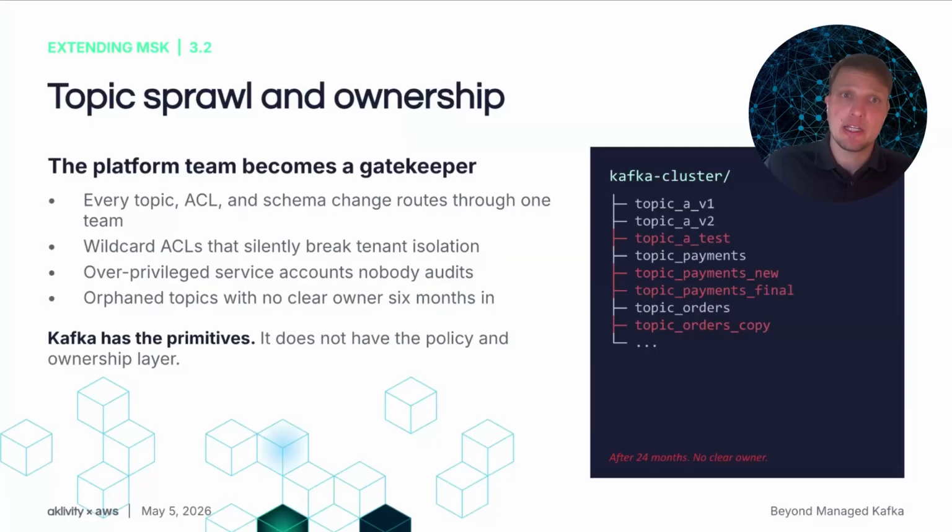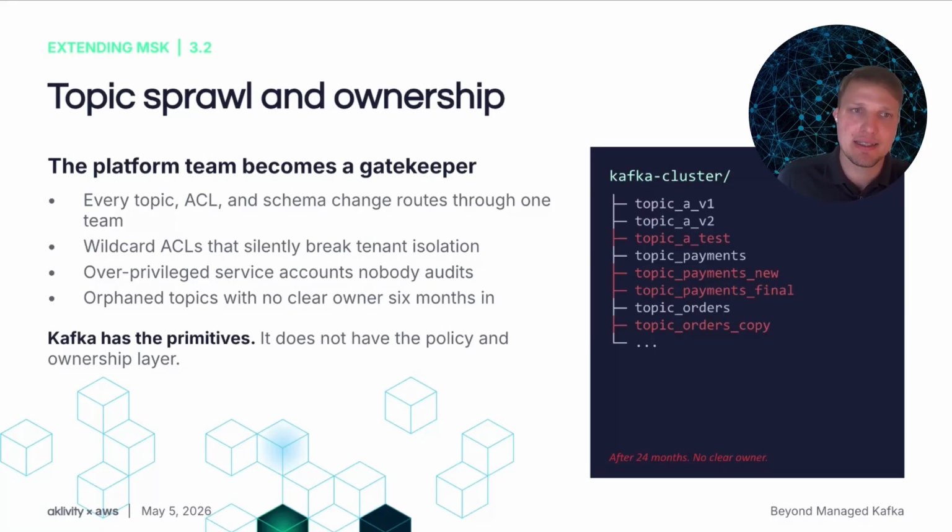So, topic sprawl and ownership. When the platform team becomes a gatekeeper, every topic, ACL, and schema change routes through this one team. And the common failures include wildcard ACLs that silently break tenant isolation, over-privileged service accounts nobody audits, and orphan topics. I think everybody has seen things like topic payments, and then topic payments-new, and then topic payments-final.